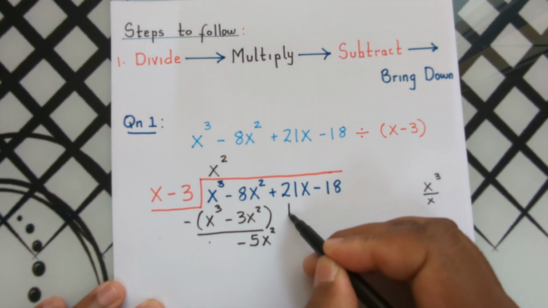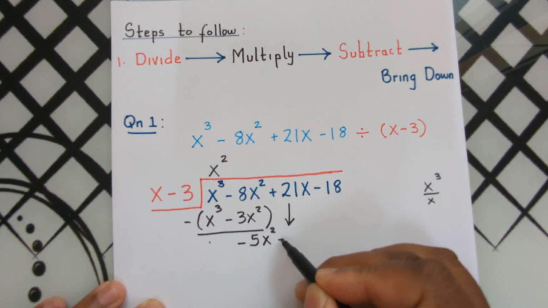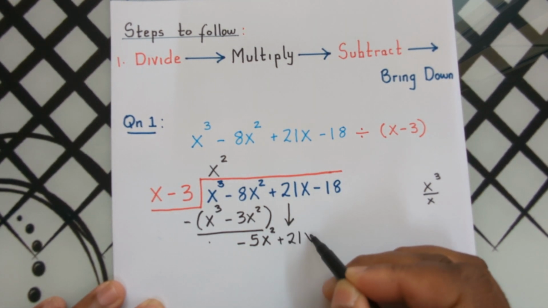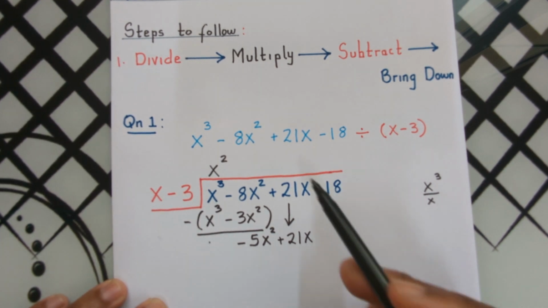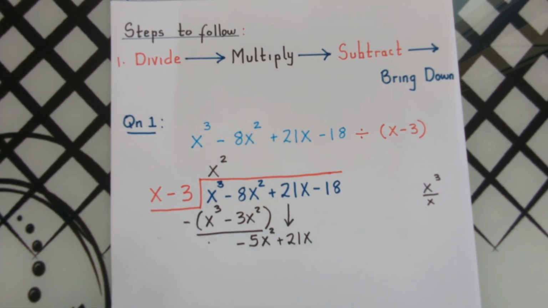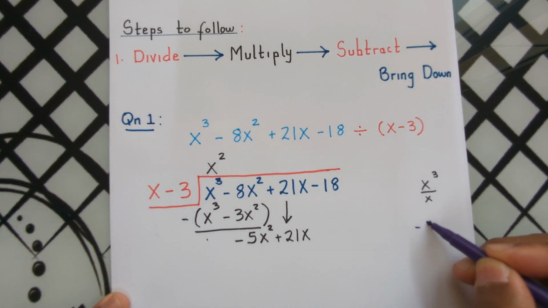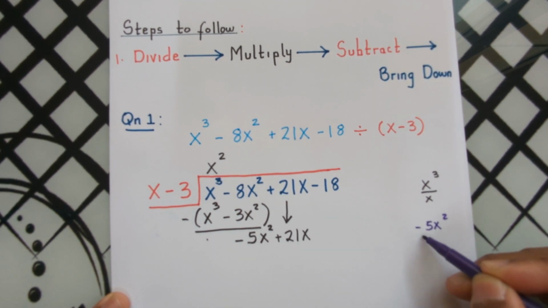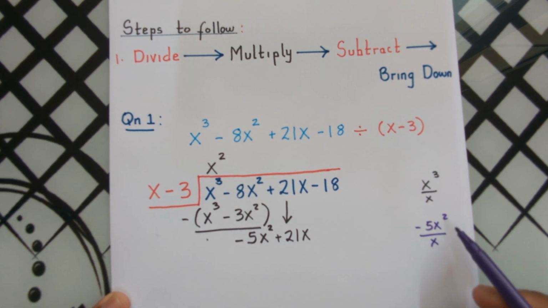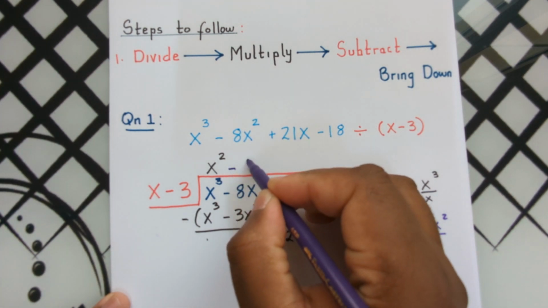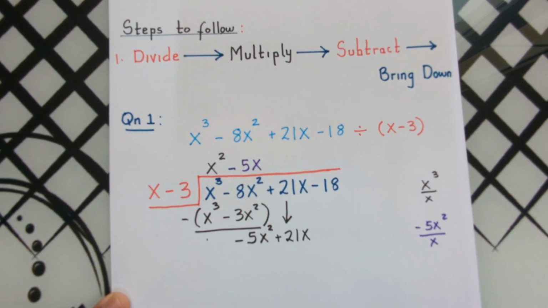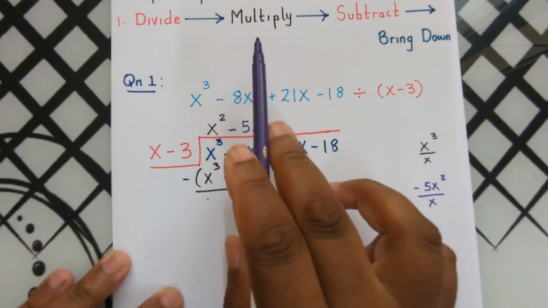We are going to bring down the positive 21x. And we repeat the same process again. So now what we do is we divide negative 5x to the power 2 divided by x. This will give you negative 5x. So let's write our negative 5x there, and we repeat the same process.